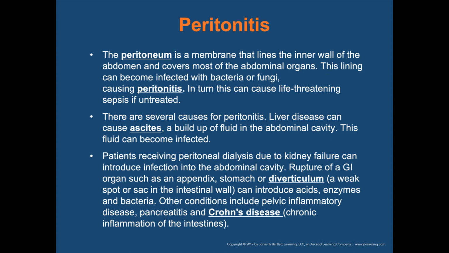All right, we're going to move right on. Peritonitis. All right, so the peritoneum is a membrane that lines the inner wall of the abdomen and covers most of the abdominal organs. This lining can become infected with bacteria or fungi, causing peritonitis. In turn, this can cause life-threatening sepsis if untreated. We all know what sepsis is. We all know that being in septic shock can kill somebody.